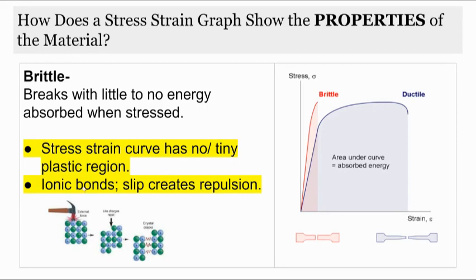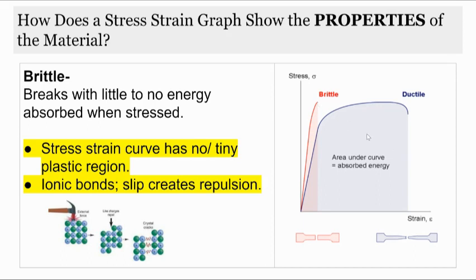Brittleness is based on ionic bonds. When ionic bonds slip, they create repulsion, and repulsion means that the material fractures or breaks. So we can see that this material, the red stress strain curve, is brittle. It fractured very quickly. There is very little plastic deformation. Most of the stress strain curve is linear. There's only a very small section of plastic deformation.